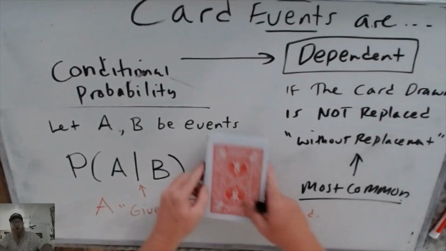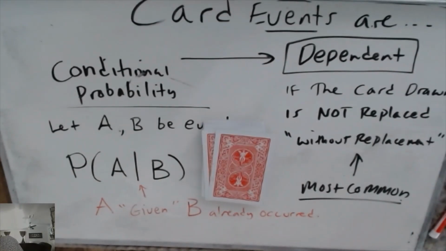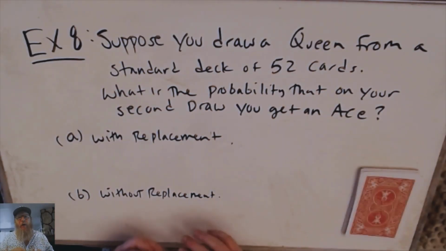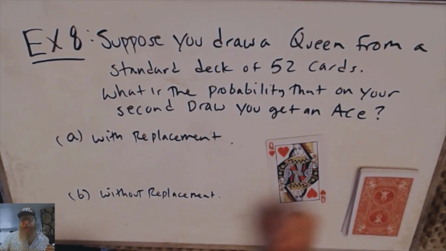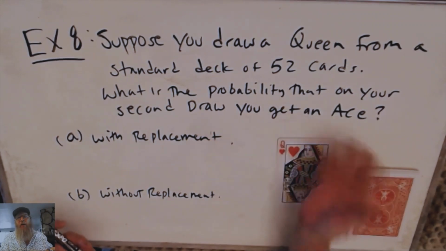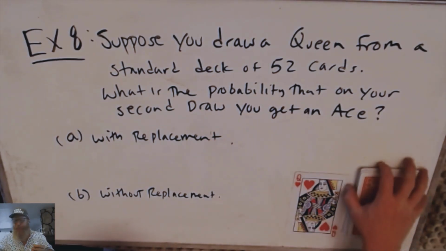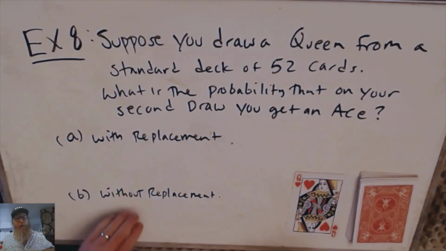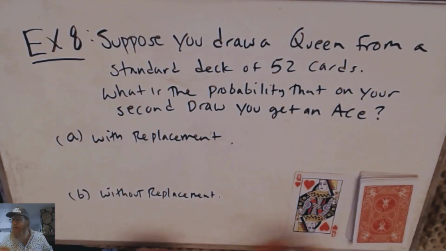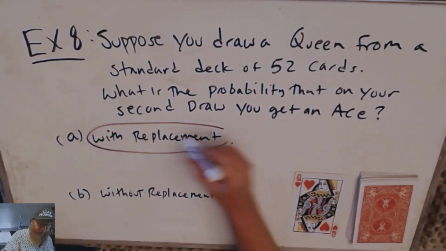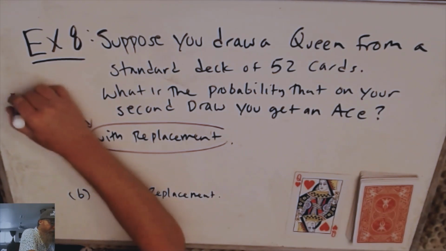Let's get out the cards and actually play a little card game. So suppose you draw a queen from a standard deck of 52 cards. What's the probability that your next card, your second draw, you would get an ace? So we're going to do this in two different ways. We'll do it one with replacement, and then we'll do it without replacement. So with replacement, this would be independent.